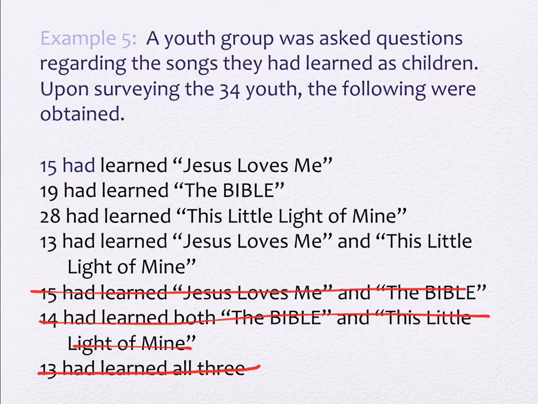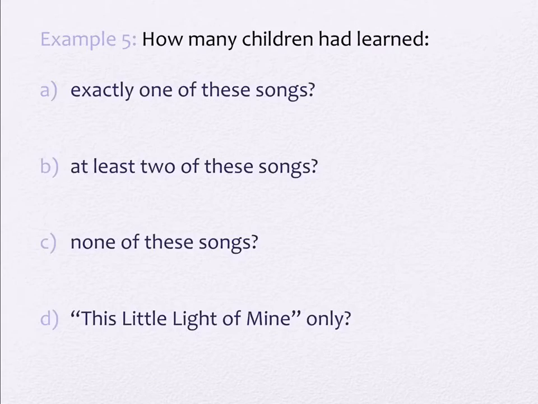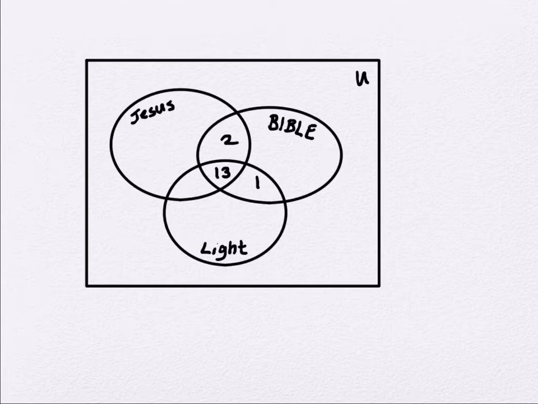And we're done with this one. 13 had learned Jesus Loves Me and This Little Light of Mine. What does that tell you about this little region right here? It's actually 0. So it's okay that there's a 0 on your diagram. What it really means is that we could have drawn the picture slightly differently, but we had no way of knowing that starting out. So we're just going to put a 0 on it.